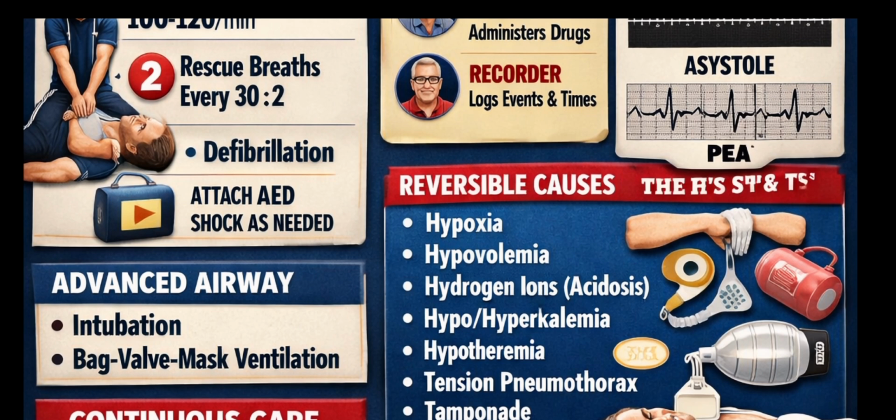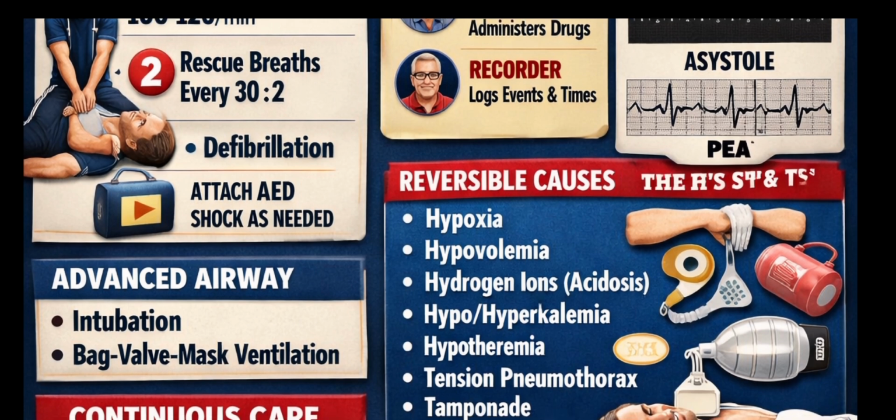minutes, administration of medication as scheduled, and rotating compressors to avoid fatigue. Then transport to hospital. Return of spontaneous circulation, post-resuscitation care: secure the airway, maintain oxygen saturation, monitor blood pressure, treat underlying causes, and rapid transport to hospital.